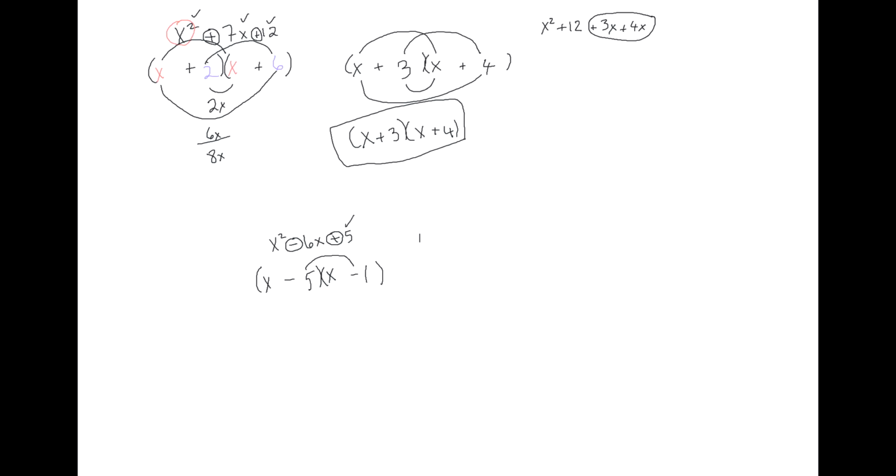This is good. X times x is x squared. So I'm just checking my middles. Minus 5 times x, minus 5x. X times minus 1, minus x. And together, minus 6x. Okay. So x minus 5 times x minus 1 is the factored form.